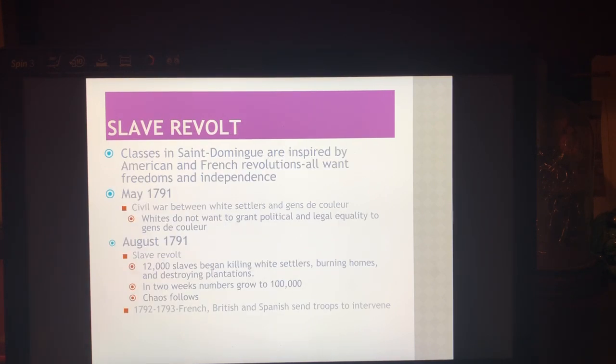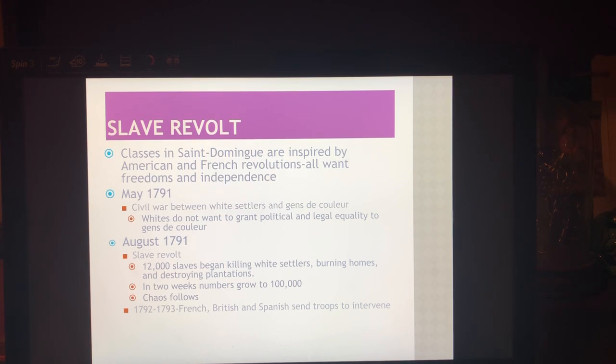The slave revolt will be encouraged by what we see in the American Revolution, because a lot of these free gens de couleur go and help in the American Revolution. The French Revolution has the Declaration of the Rights of Man, that all men are equal, and that will inspire the slave revolt here. The catalyst is that white settlers and the gens de couleur begin to fight, because the settlers don't want to give political equality to the gens de couleur. This will inspire a slave revolt. The slaves begin killing white settlers, burning their homes, and destroying their plantations, and this will lead to chaos.